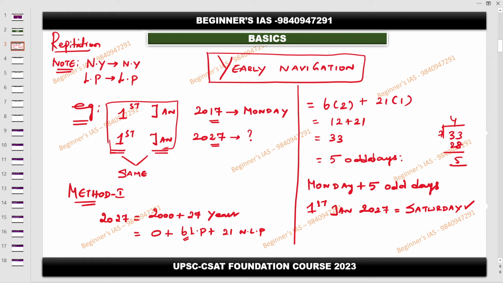Yes, what you are mentioning is correct. In Method 2, we should not consider that 2027. Okay, understood? Sir. Okay, sir. Fine.